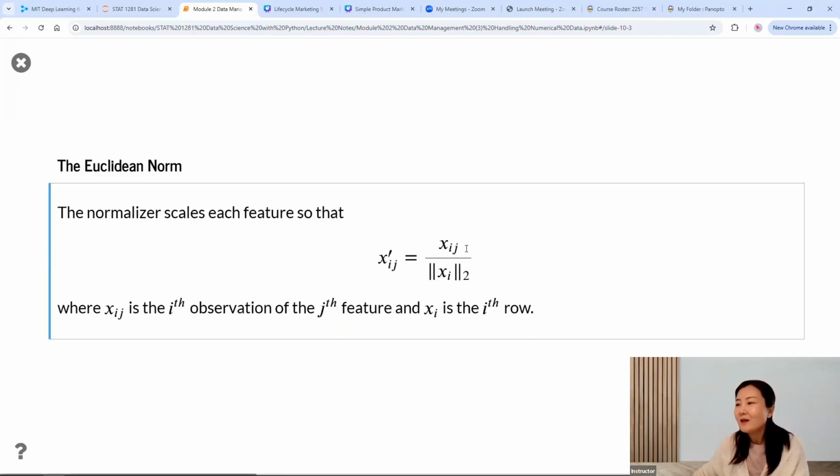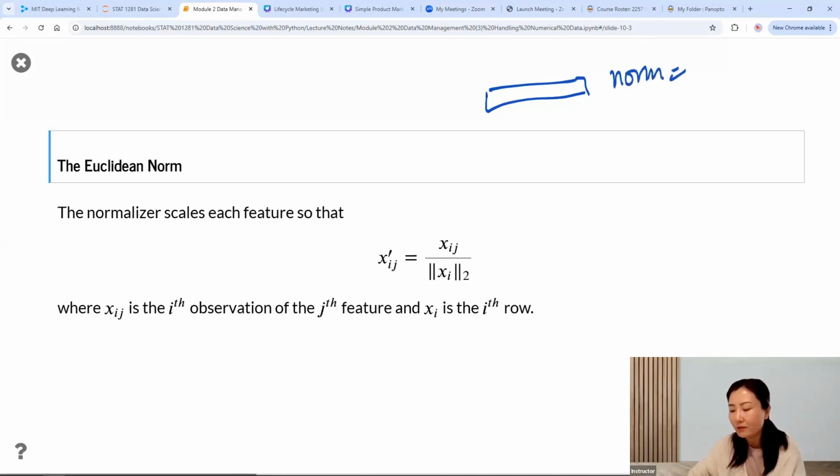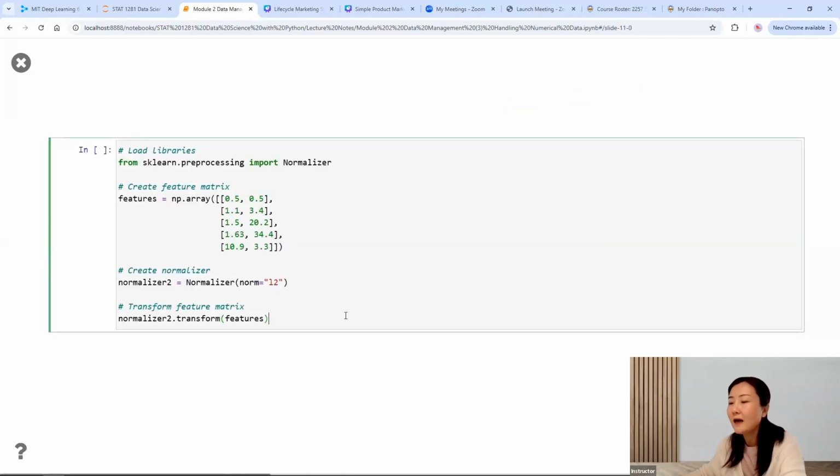All right. So this is normalizing. The key point is we are transforming data along the rows. And after the transformation, the norm of each row is 1. That's it, that's the key point. Let's see how to do it.